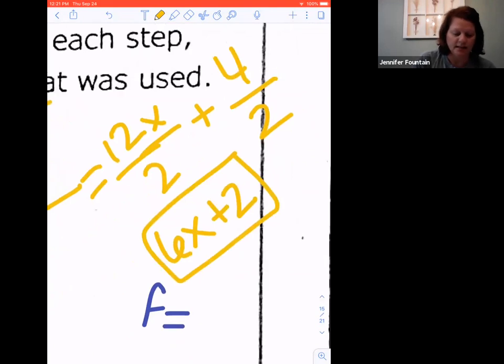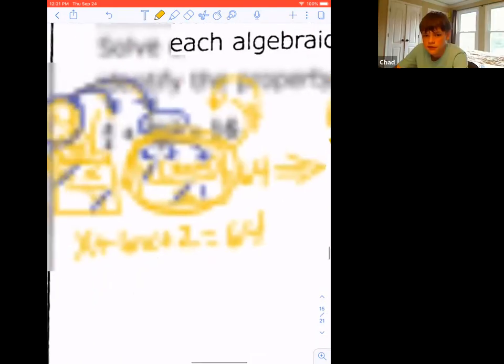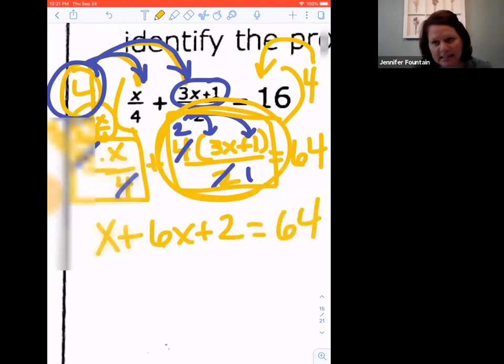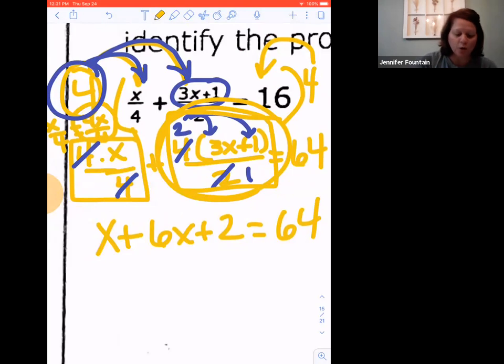That's what we got over here. So canceling just kind of saves time. Yes, it saves time, it saves work. Okay, so if you go ahead and cancel when the number is outside parentheses, if you can, it's just going to make it less work. Okay, you're still going to get the same answer, but it's less work. So now we have x plus 6x plus 2 equals 64. Now I have x plus 6x. Those are like terms, so I can combine those. What is x plus 6x?